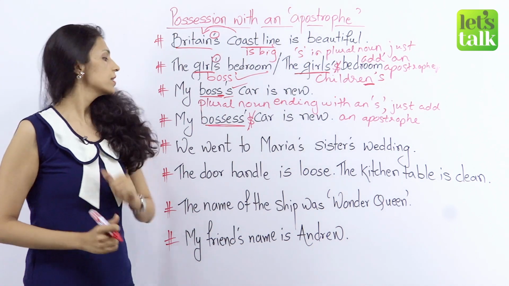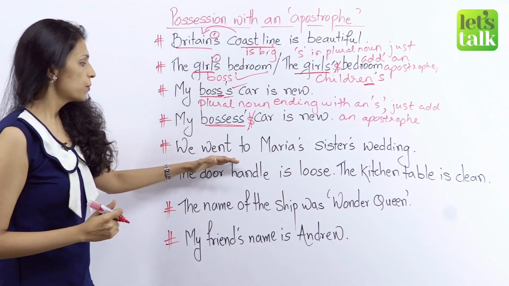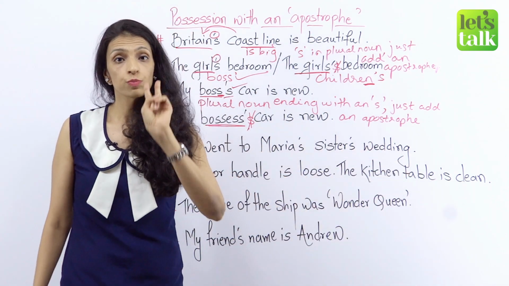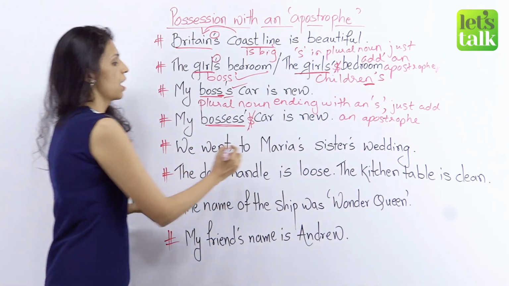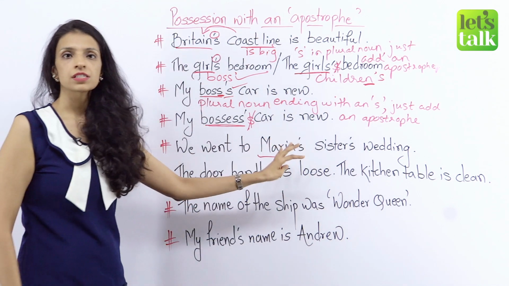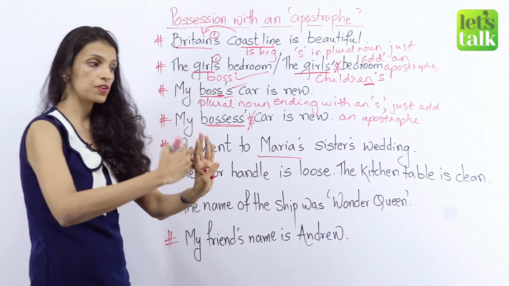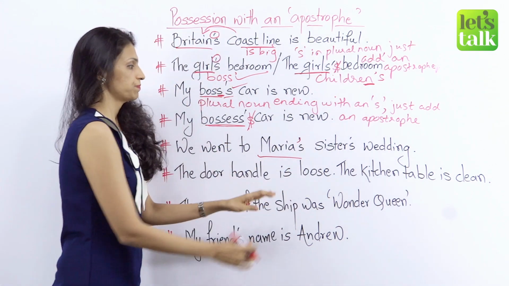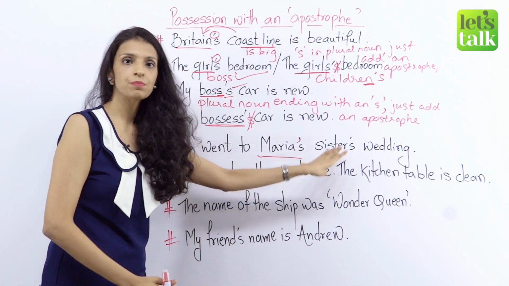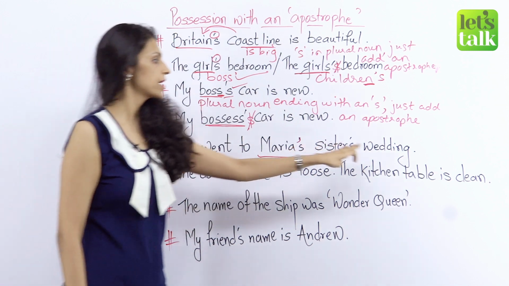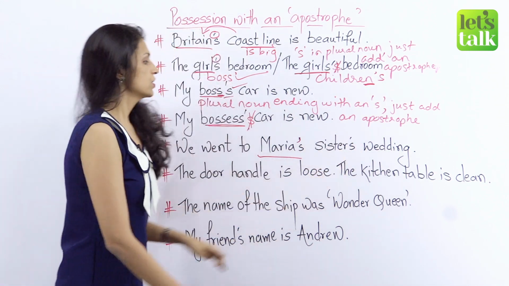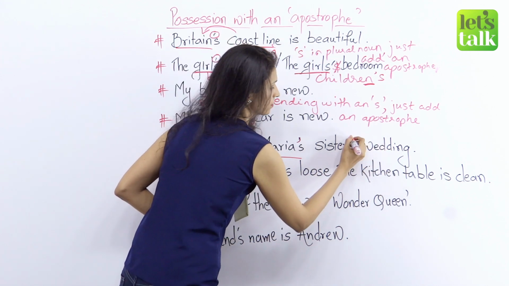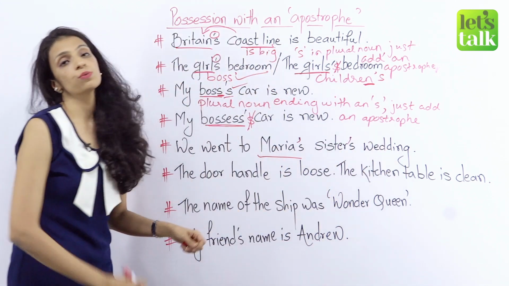Right? Now, the next one says, we went to Maria's sister's wedding. Two possessives in the sentence. Maria, did I go for Maria's wedding? No, I went for Maria's sister's wedding. Maria with an apostrophe. The sister that belongs to her, I went for her wedding. So, Maria's sister's wedding. Okay, so that's what I told you in the beginning.